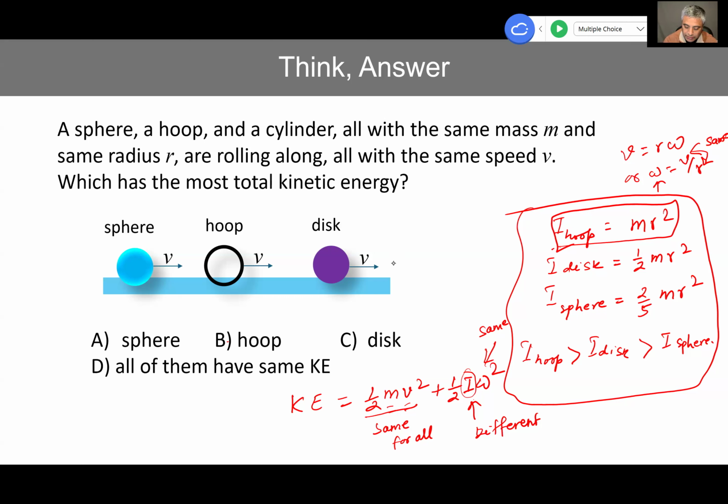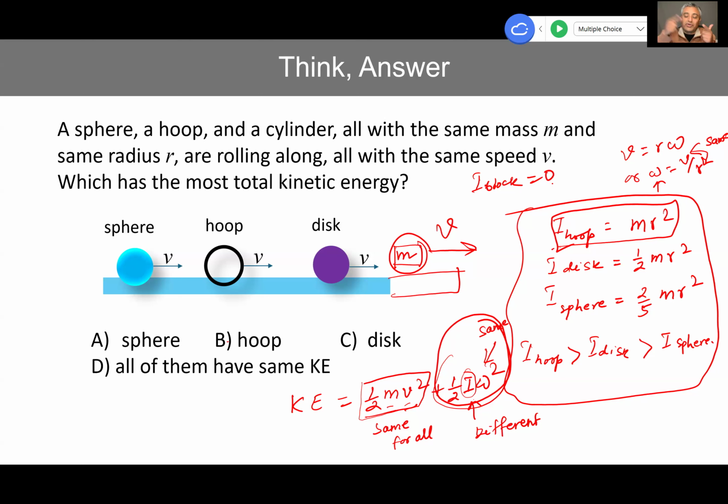Now let's suppose there was something not rolling but sliding, with the same v and same mass. Since this is not rolling, there wouldn't be this term here, so the kinetic energy would be just half mv squared. Since it is not rolling, the block that's sliding has a rotational inertia of 0, because if it is not rotating, it does not have rotational inertia. So 0 means it will have the smallest one.